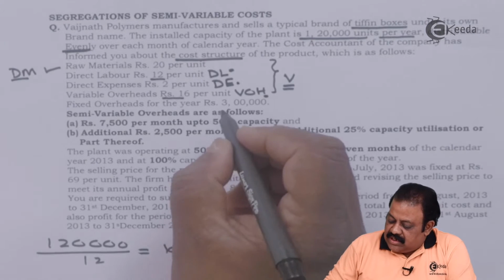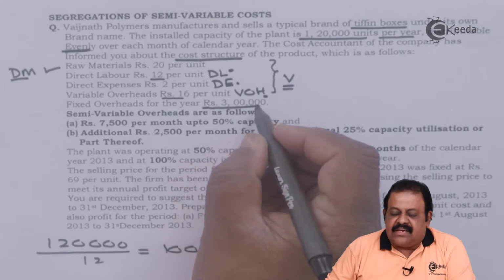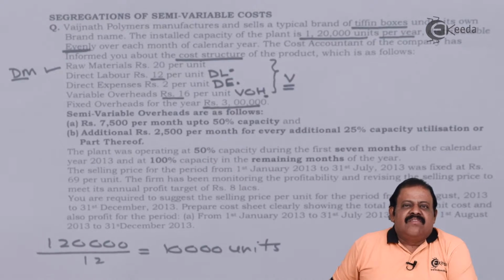Fixed overheads for the year are given as rupees 3 lakhs. So it is fixed cost for the full year. We can get monthly fixed cost by dividing it by 12.